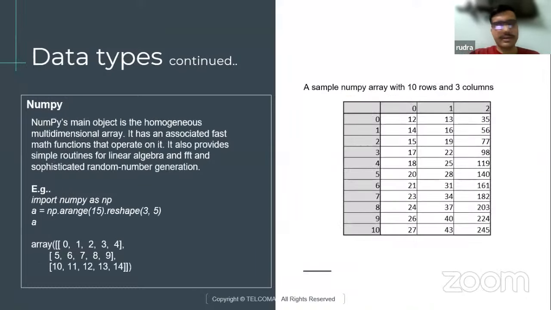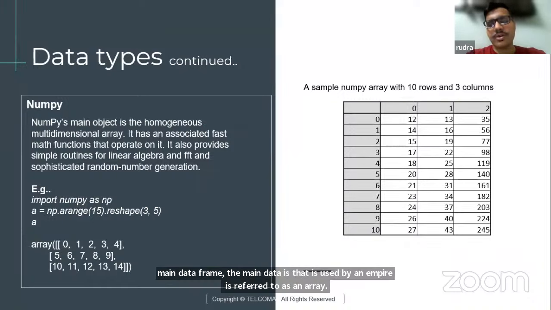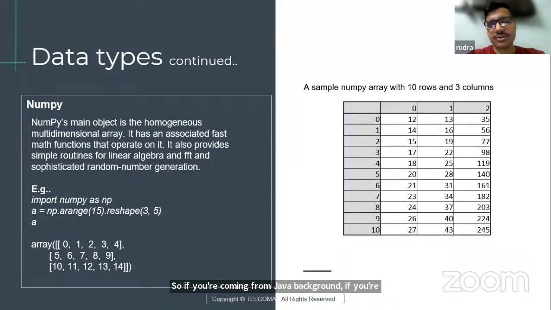Now we'll come to what is NumPy. NumPy is just another library, like pandas, and the main data structure used by NumPy is referred to as an array. If you're coming from a Java background, a JavaScript background, or from C also, you might know what an array is. An array is another data structure that stores values in the form of a structured index. That is, you will have rows and columns indexed from 0 onwards in terms of columns, and the same in terms of rows.